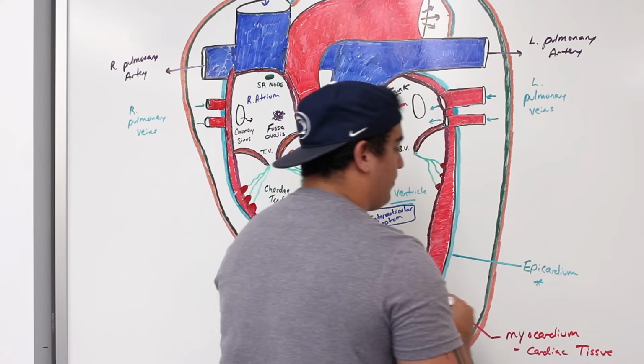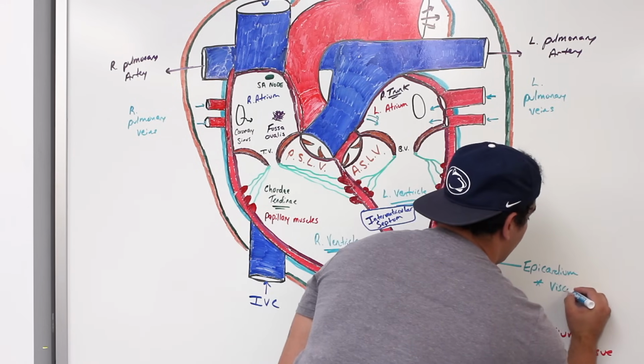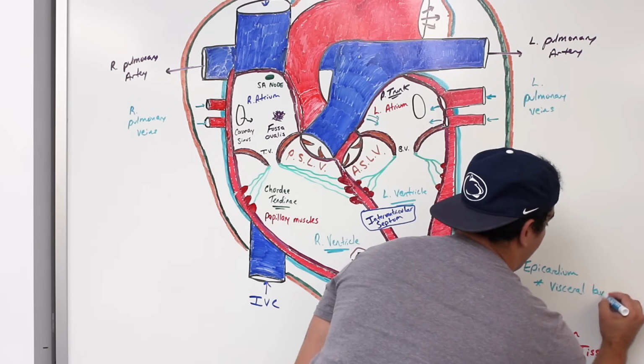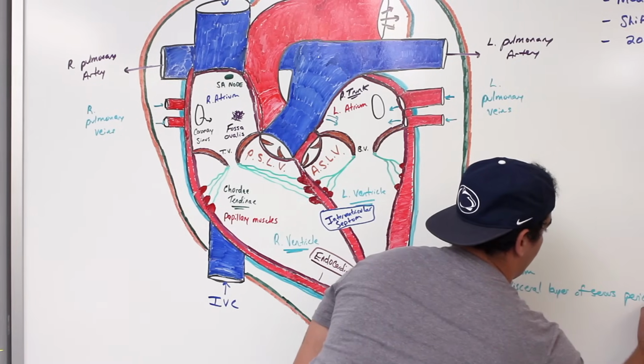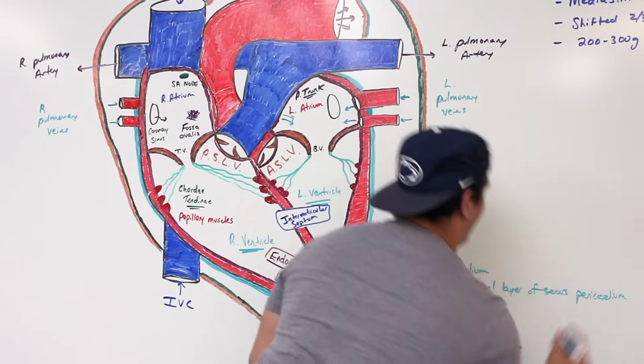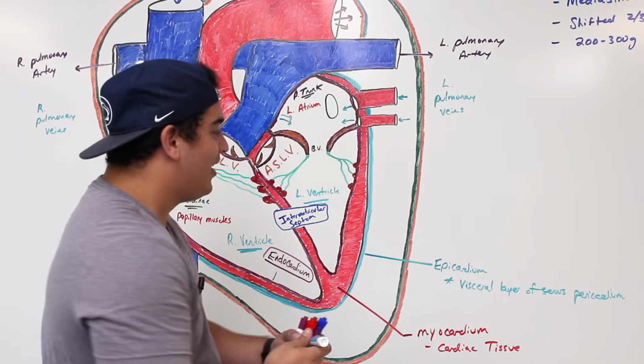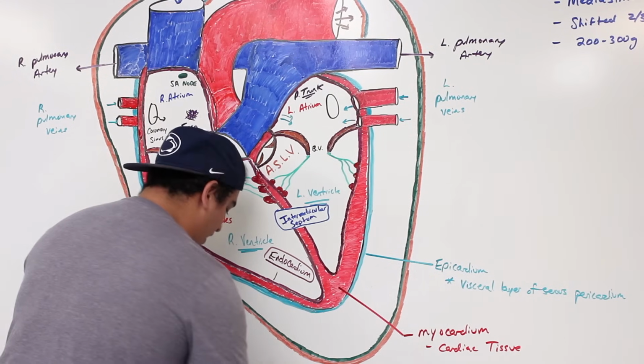Another name that you can give it is called the visceral layer of the serous pericardium. You guys are probably like, I think I'm going to stick with epicardium. I wouldn't blame you. Just giving you guys options of what the other names are.